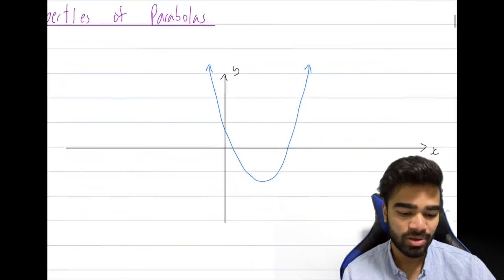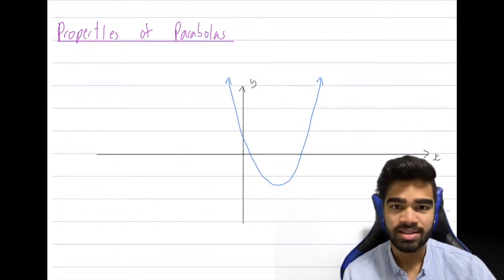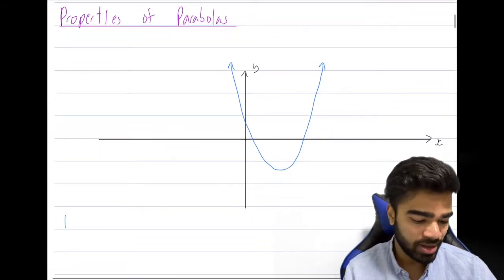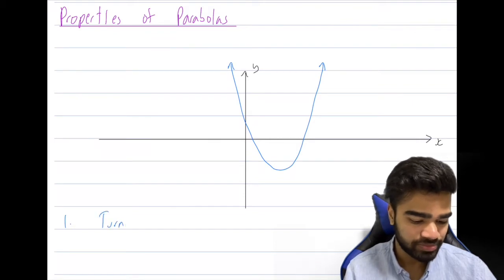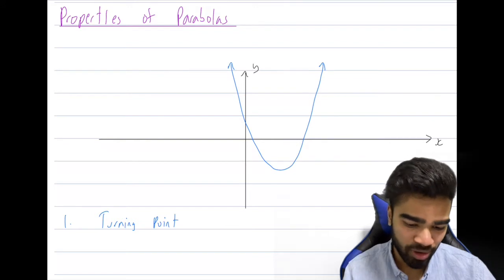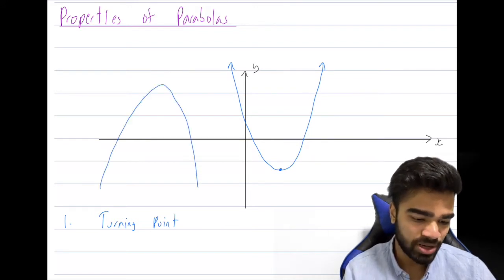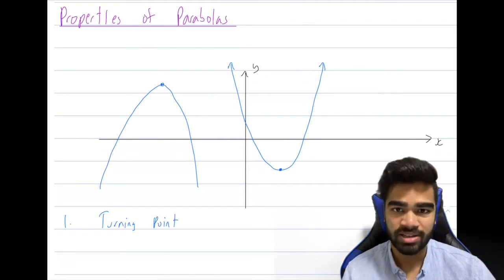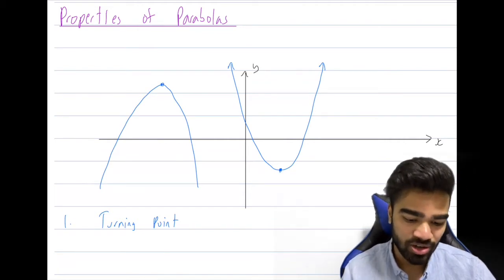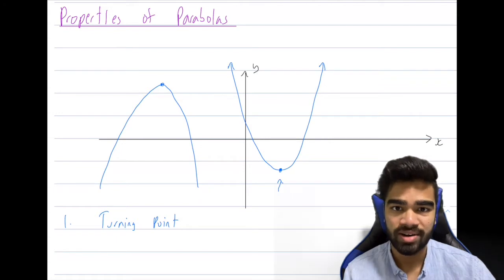But before we do that, we need to look at some properties of parabolas. There's a few properties you need to know. Property number 1 is the turning point. You can kind of guess from the name, it's the point where the parabola is at either the minimum, or, for example with this parabola, a maximum turning point. So the first feature is the turning point. It's the point where the graph turns around.